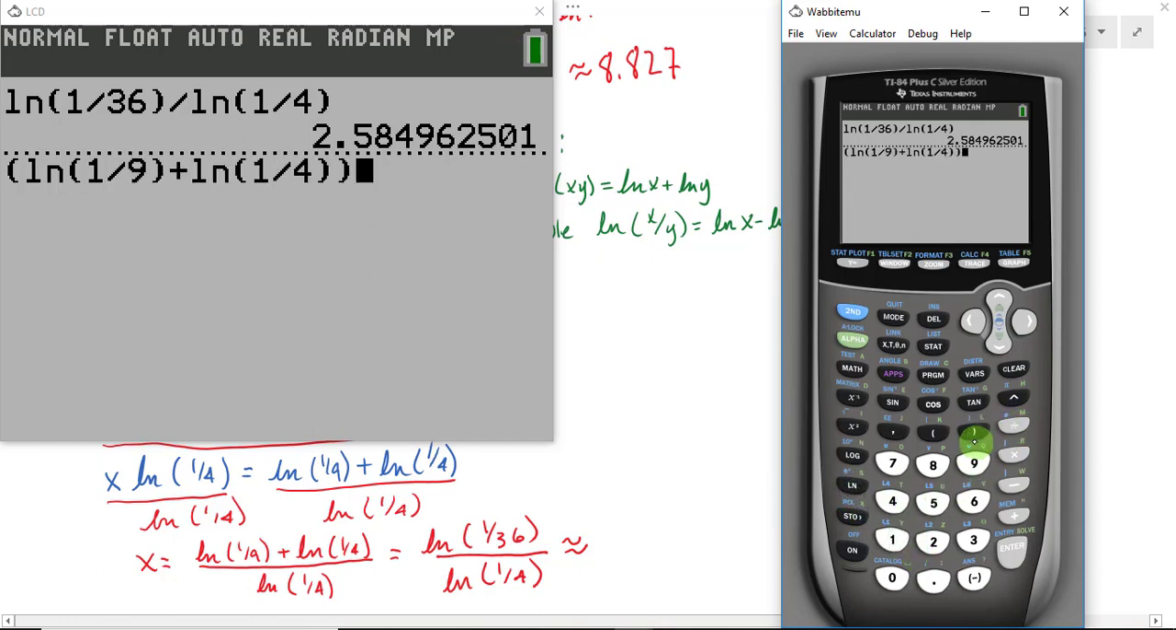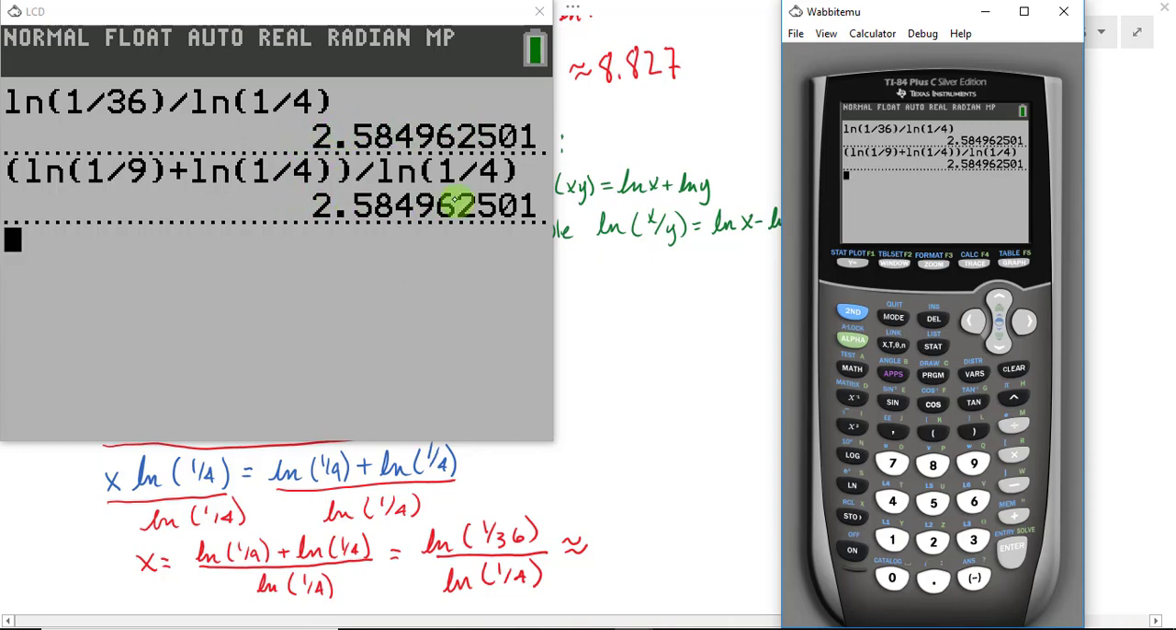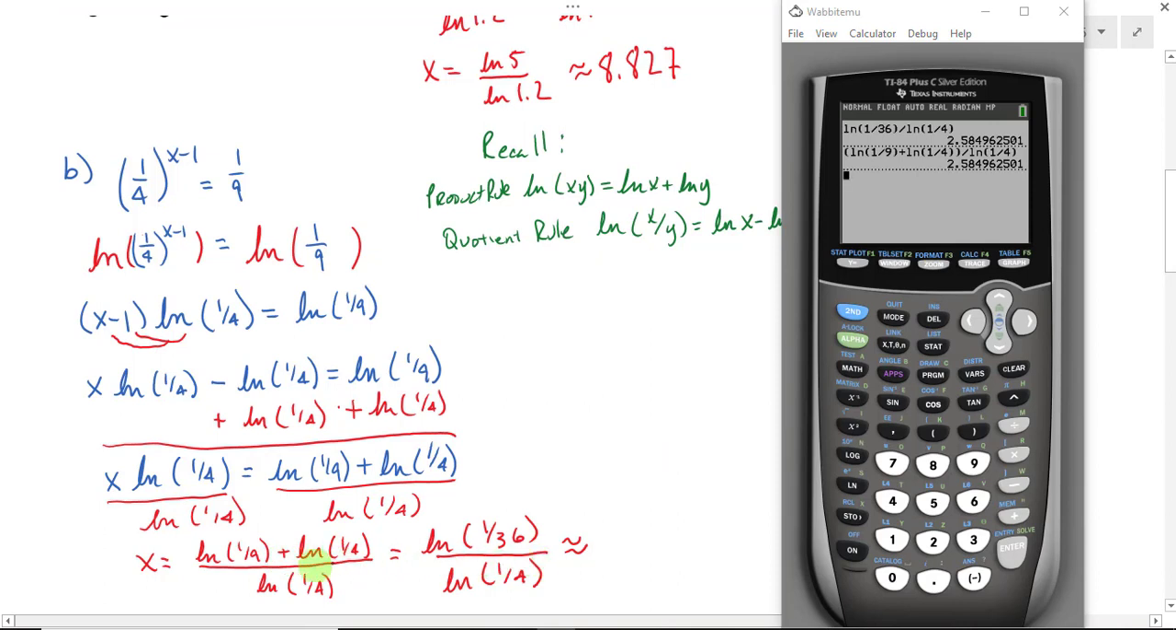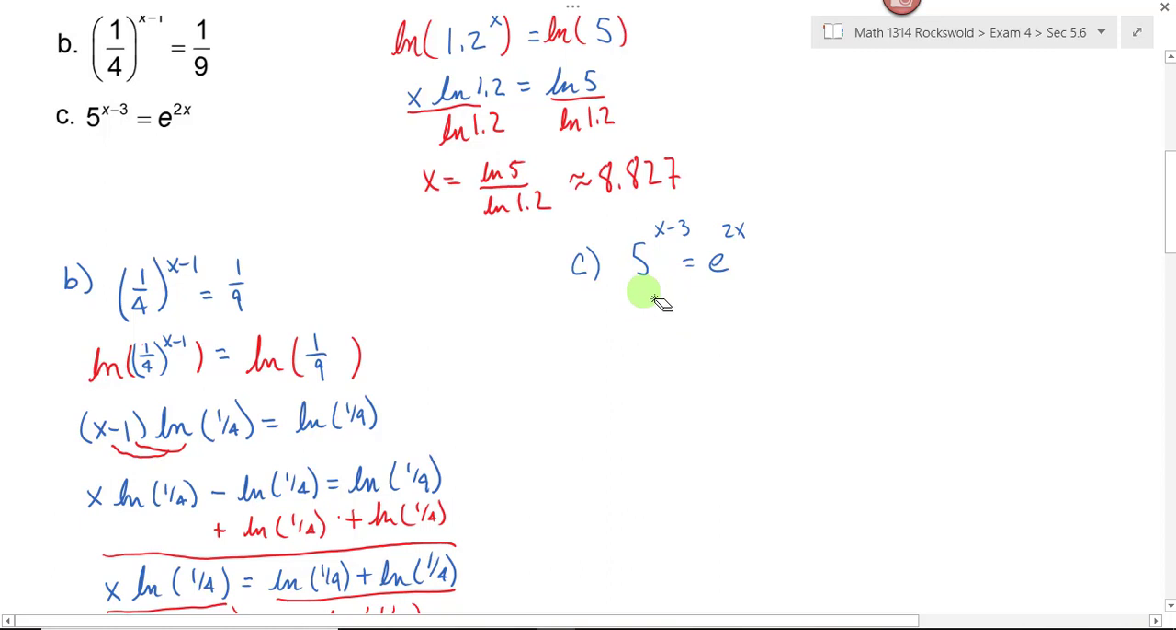Close the parentheses for the numerator. Also notice I've closed the parentheses for each of my arguments. Now this entire numerator I'm going to divide by the natural log of 1/4. And notice I get the exact same decimal values. That verifies that these two expressions are mathematically equivalent because I got the same decimal value when I did them on the calculator. So if I asked you to round this answer to 3 decimal places, you would tell me this is approximately equal to 2.585.